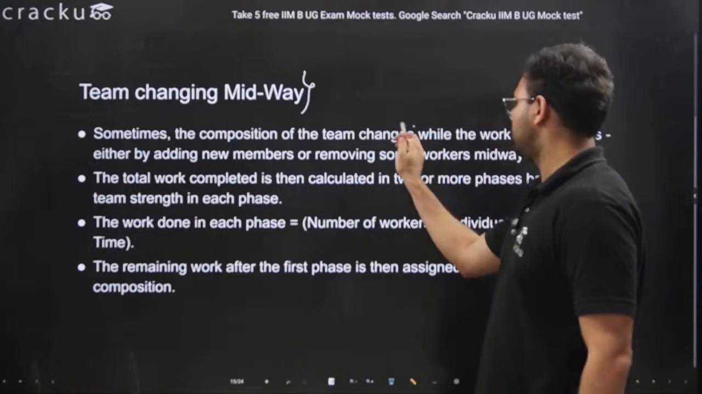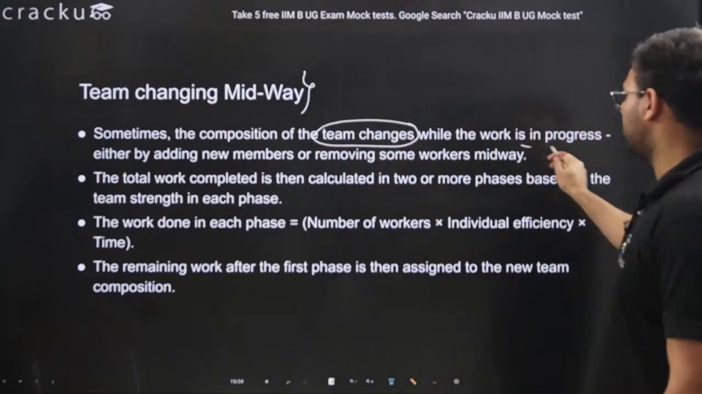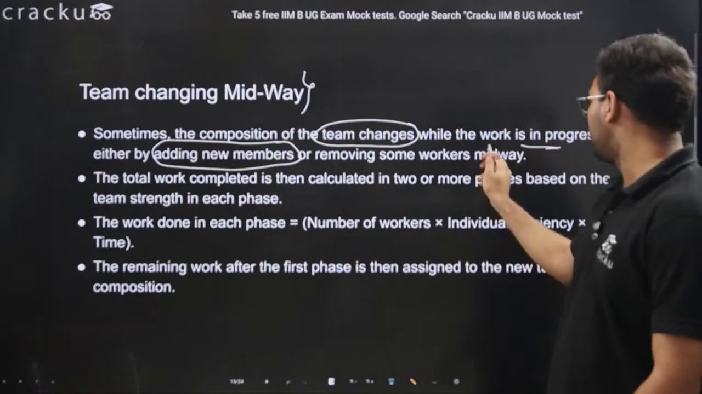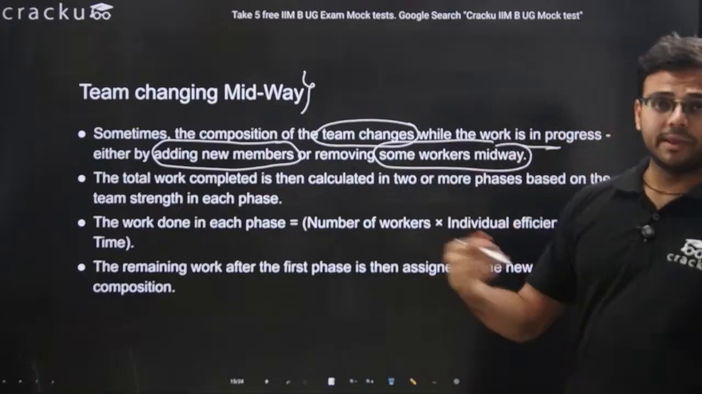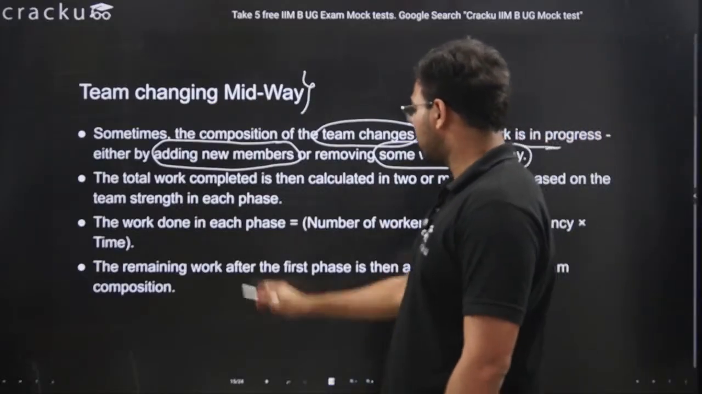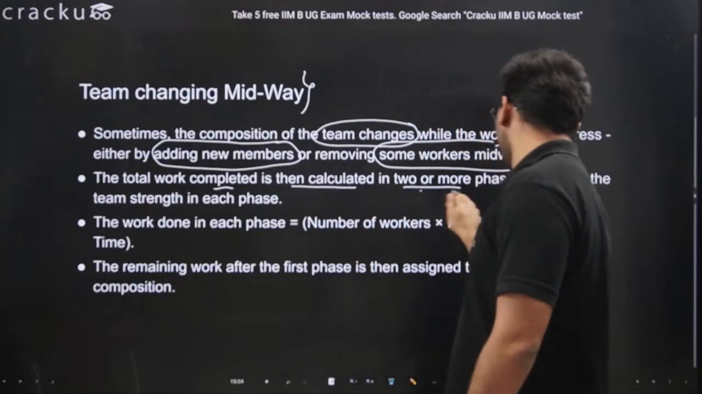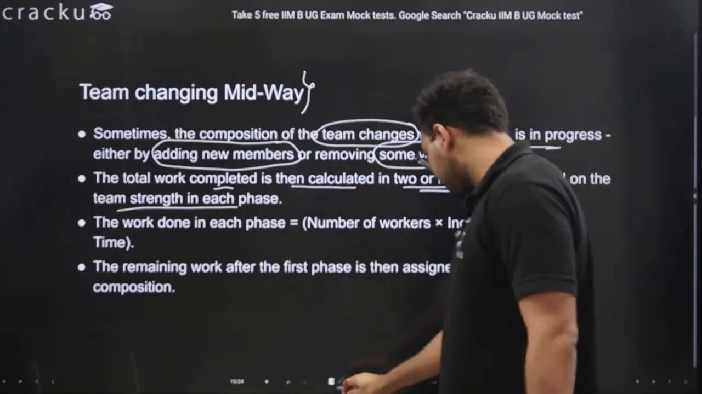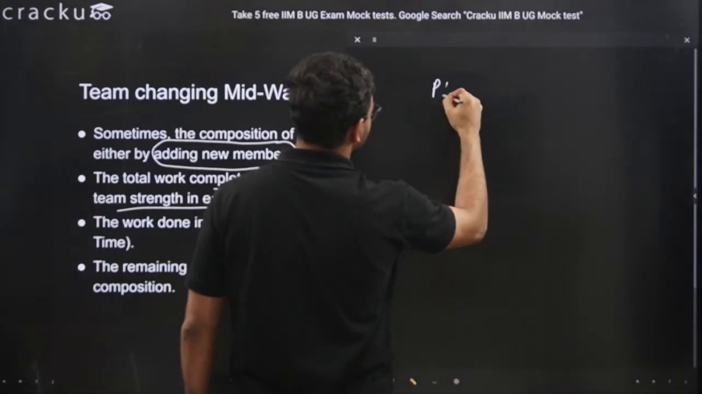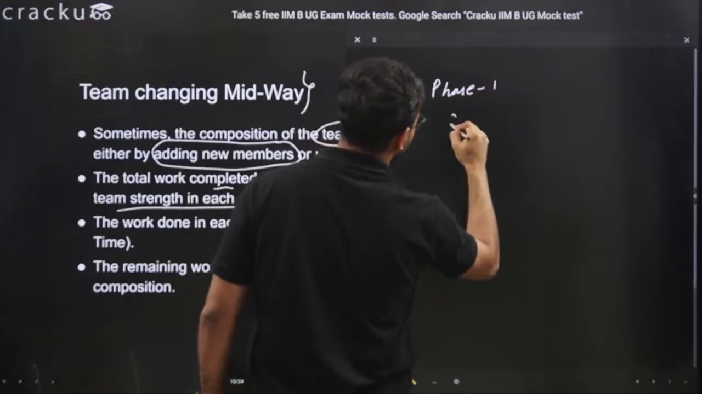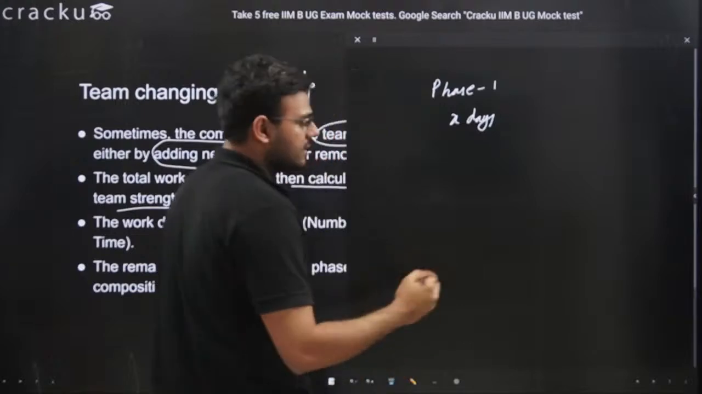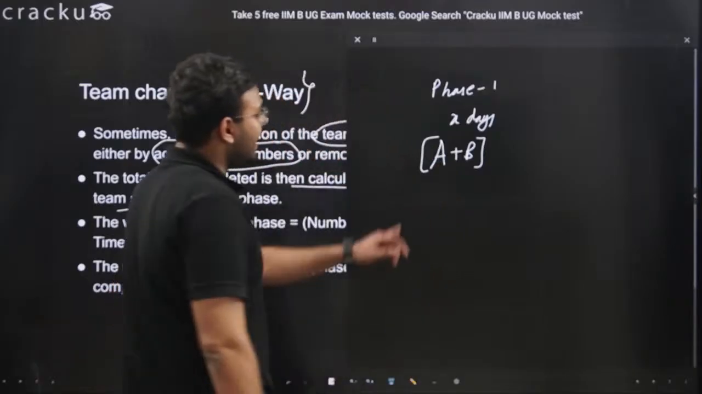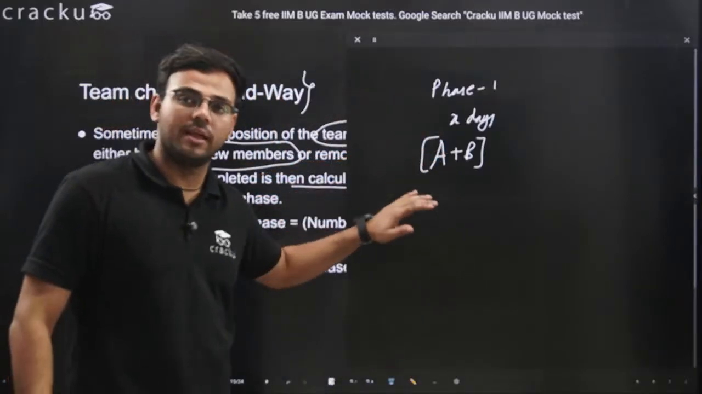Sometimes the composition of the team changes while the work is in progress, either by adding new members, that is C joins, or by removing some workers midway, that is B is removed. The total work completed is then calculated in two or more phases based on the team strength in each phase. In phase 1, for X days, A and B are working. So for these X days, I have to consider the efficiency of both A and B.